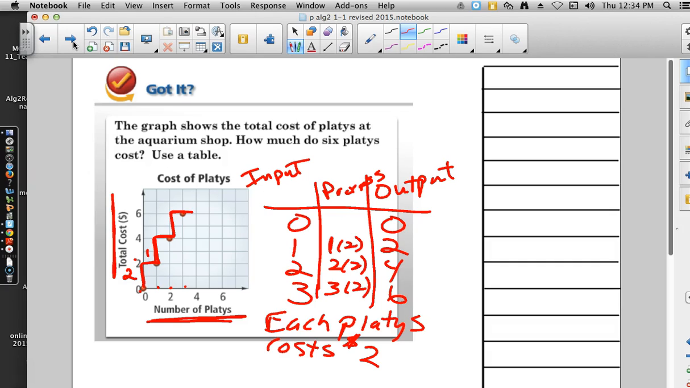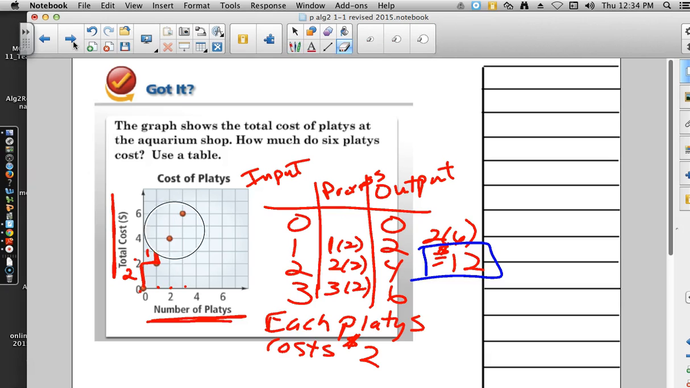So 6 platus, $12. And we've got it. And we have our table, so we did exactly what they wanted us to do. It says, how much do 6 platus cost? We've got that. And then use a table. One of the things that I wanted to point out for you in this graph was, they didn't make it a line.